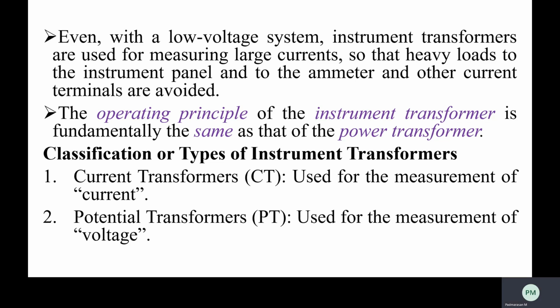Now we will see the classification or types of instrument transformers. There are two types: first, current transformers, and second, potential transformers. Current transformers are called CT for short, and potential transformers are called PT. Current transformers are used for the measurement of current and potential transformers are mainly used for the measurement of voltage.